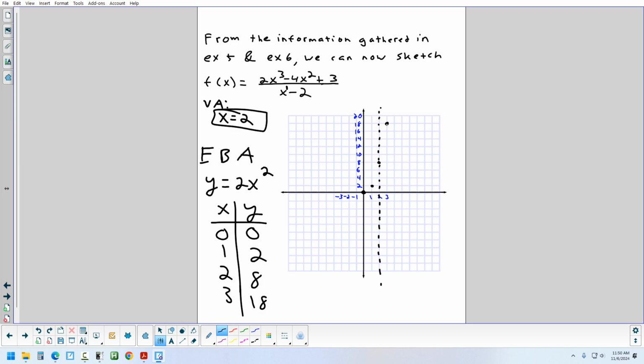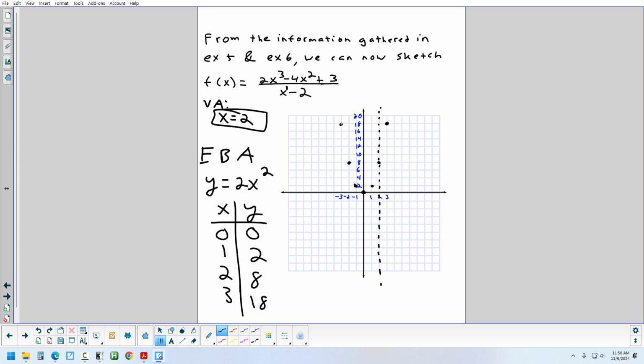And you can reflect all those points because it's a parabola that hasn't been shifted left or right. So the line of symmetry is the y-axis. If you don't recognize that, then try some negative numbers as well. But all these points are going to get reflected. 1, 2, 3, 1, 2, 3.